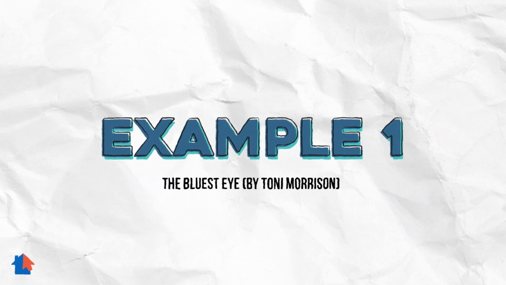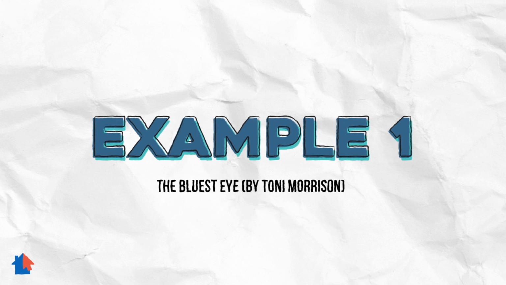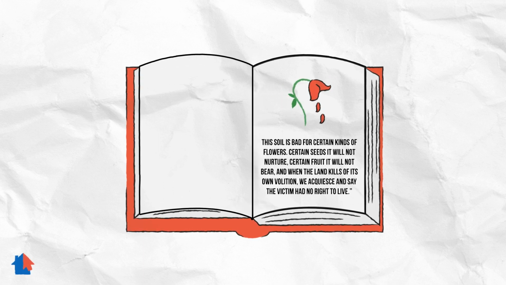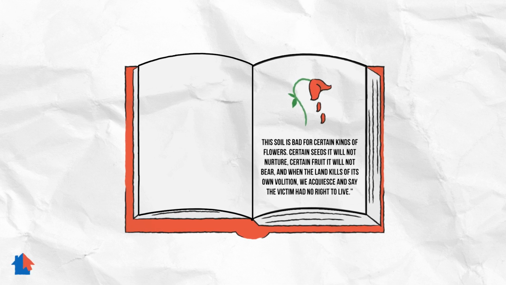Example 1. The Bluest Eye by Toni Morrison. I talk about how I did not plant the seeds too deeply, how it was the fault of the earth, our land, our town. I even think now that the land of the entire country was hostile to marigolds that year. This soil is bad for certain kinds of flowers. Certain seeds it will not nurture. Certain fruit it will not bear. And when the land kills of its own volition, we acquiesce and say the victim had no right to live.